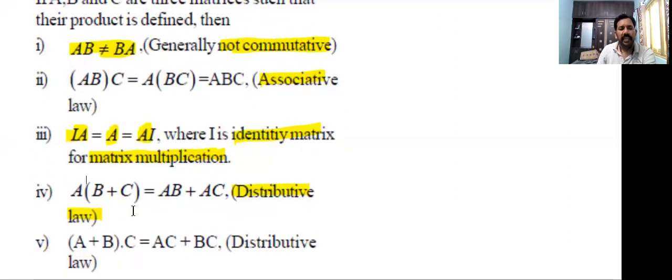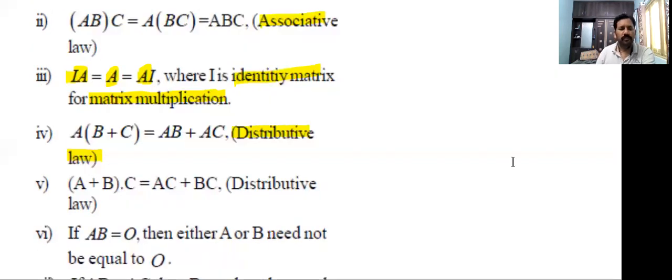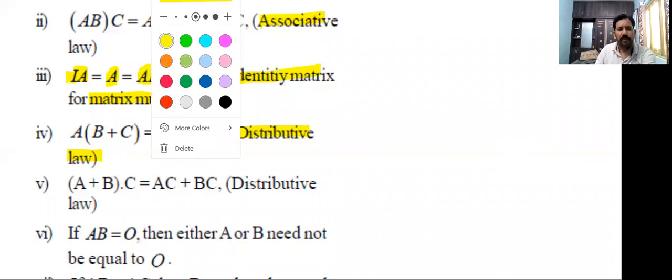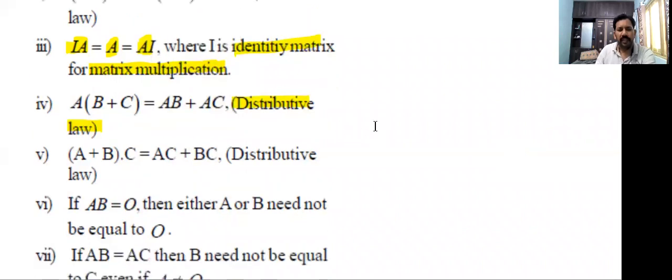Next, A into (B plus C) is equal to AB plus AC. This is the distributive law. (A plus B) into C is equal to AC plus BC, also the distributive law. Next, some more important points, particularly for objective questions.